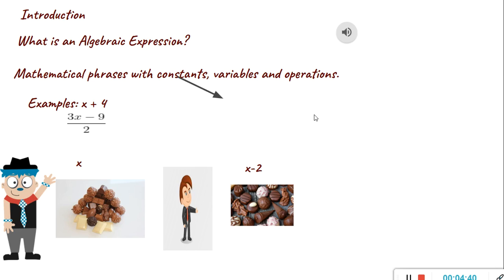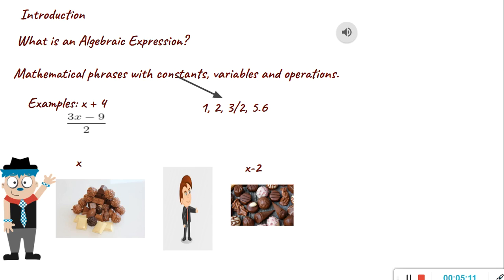Let me give you some examples. Let's say 1, 2. So what are these? These are numbers, isn't it? These are constants because 1 will always remain 1. 2 will always remain 2, right? It has a fixed value. Like 3 upon 2, again a constant. 5.6 is also a constant, because all of these have their own fixed value. So this is called a constant.